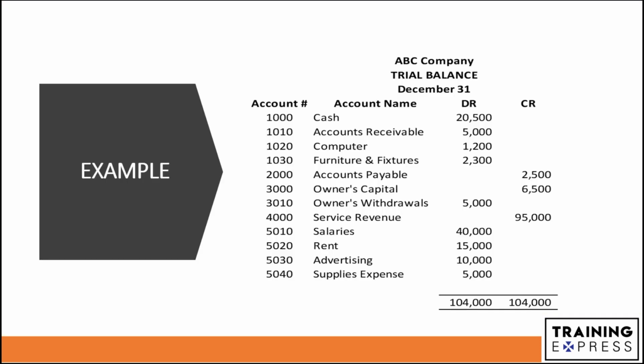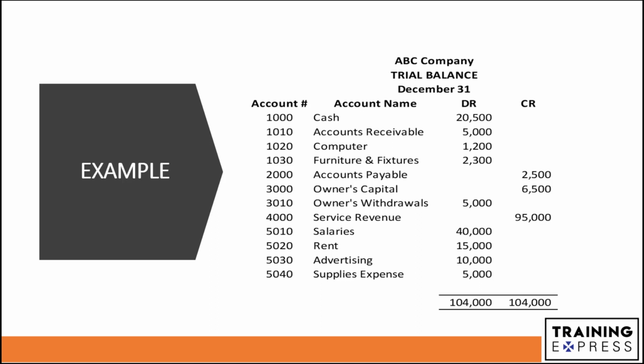For the sake of closing, let's look at this example. Let's assume ABC company has got its adjusted or final trial balance on December 31. You can see various accounts appearing here: cash, accounts receivable, computer, furniture and fixtures. These are all asset accounts and they are permanent accounts. Then we have got accounts payable, which is a liability account. This is also a permanent account. Then we have got two equity accounts, owner's capital and owner's withdrawals. Now one of these accounts, owner's capital, is a permanent account, while owner's withdrawals is a temporary account.